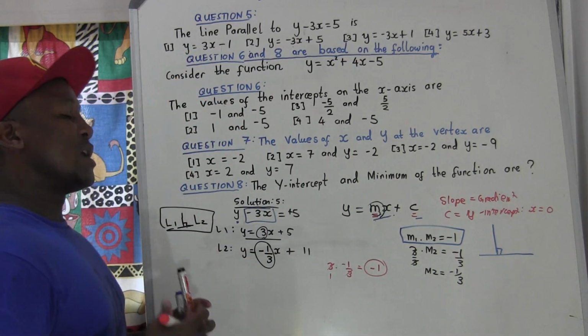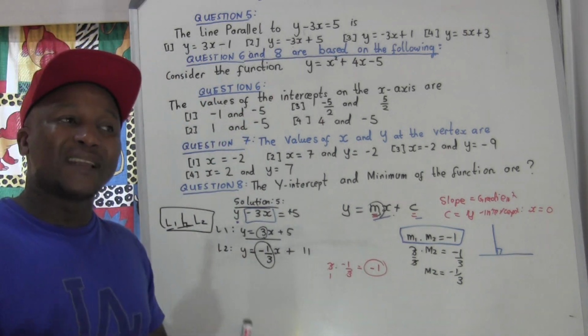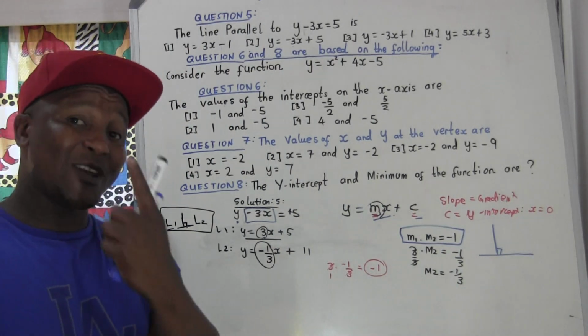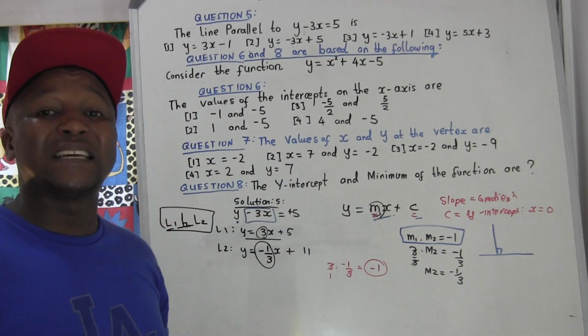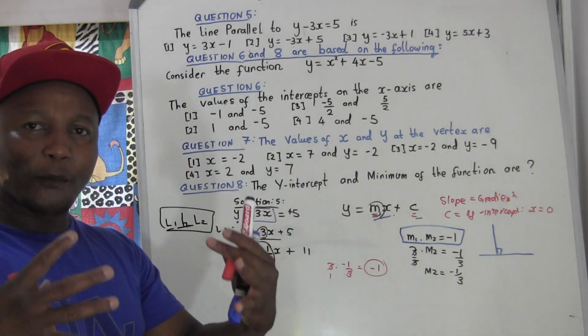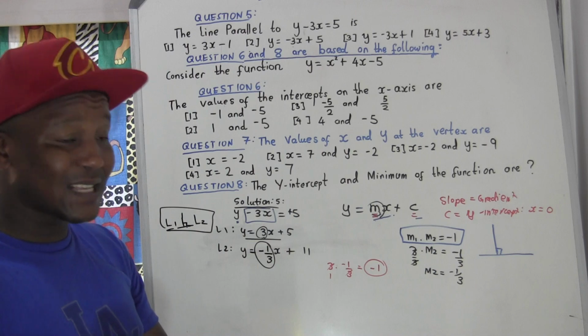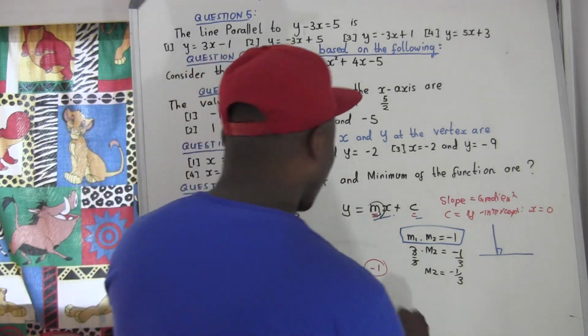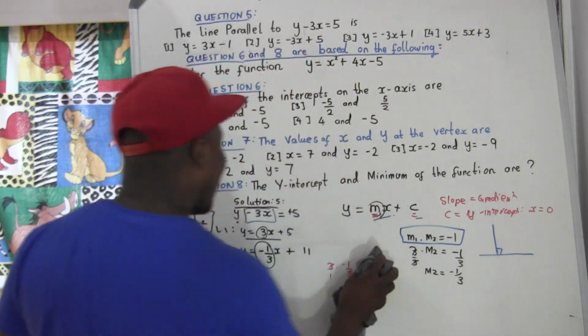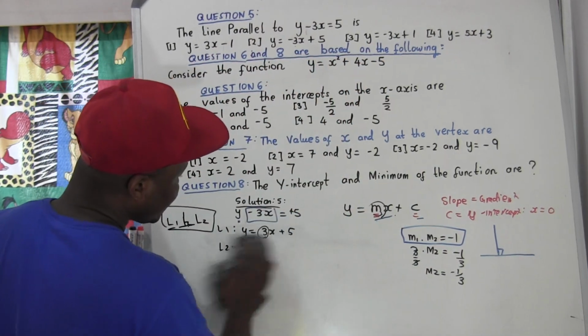So how do I know two lines are perpendicular to each other? Take their slopes and multiply them. If they give you -1, yes, they are perpendicular to each other. But if the two slopes are the same, those lines are parallel to each other. Okay, cool. So now let's answer the question.